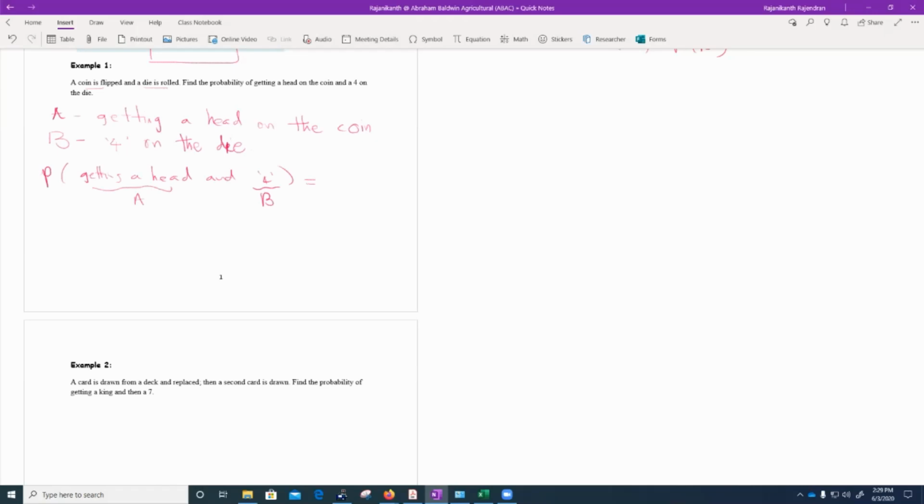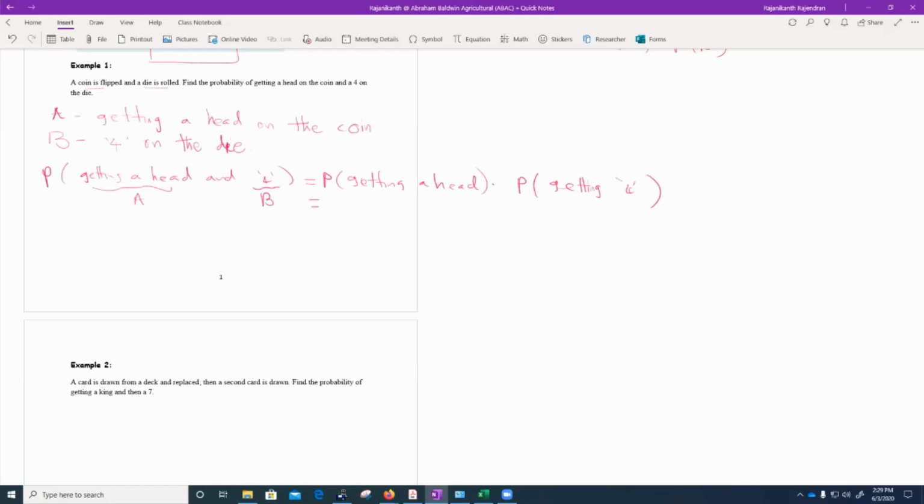So the probability of A and B formula says that if these two are independent, it is simply the product of these two, right? The probability of getting a head, times the probability of getting number 4. Okay, so simply find these two probabilities separately, then just multiply those two. So that's the way to find the probability of two independent events.